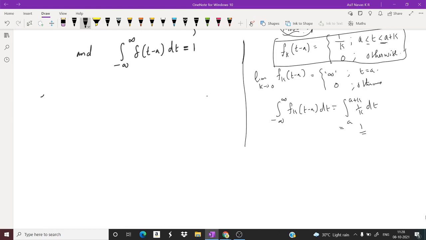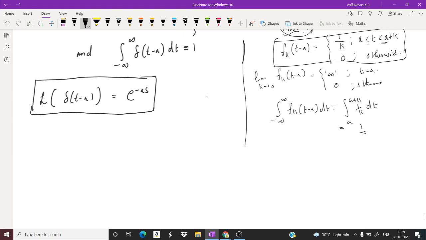So now we will find what is the Laplace transform of delta t minus a. I am just giving that the Laplace transform of delta t minus a is equal to e raised to minus as. So you note it down: L of delta t minus a is equal to e raised to minus as. Actually, you can find it from here.